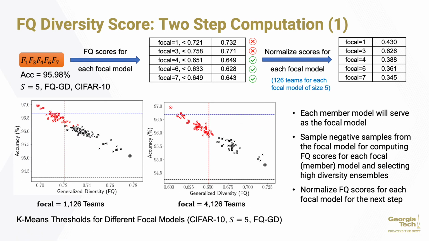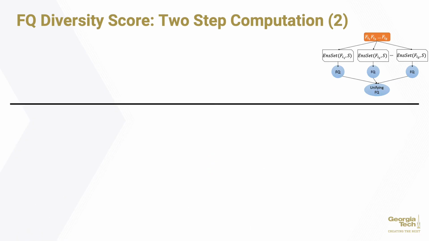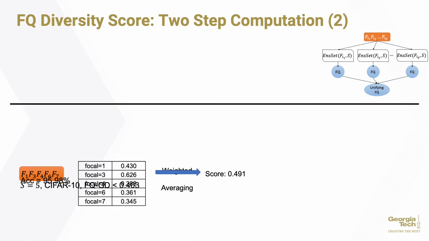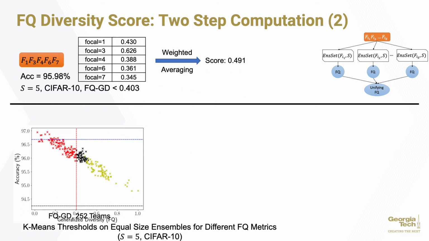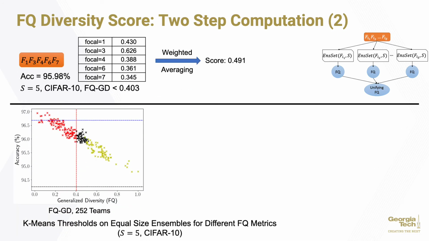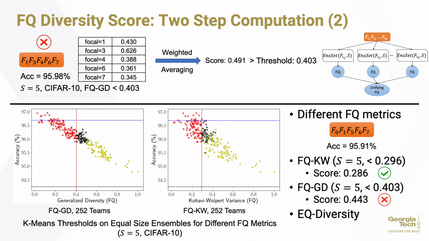Here are the detailed steps. With the normalized scores, we perform weighted averaging to obtain the unified FQ score. Given this score is higher than the FQGD threshold, this ensemble will be pruned out. Meanwhile, different FQ metrics will give different ensemble selection results. For example, the ensemble 01567 is selected by FQKW, while FQGD will prune it out.